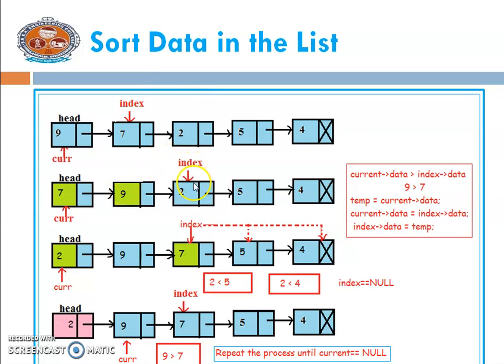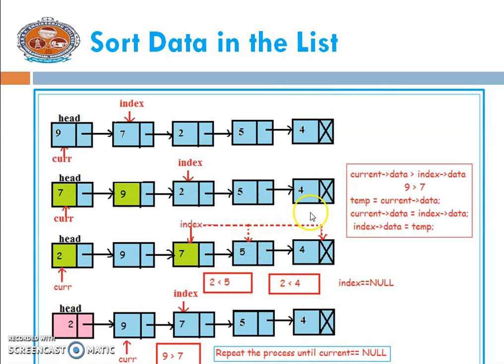Now increment the index by 1. Now my index is pointing to node 2. Again compare current of data, that is 7, is it greater than index of data? The condition is again true, so exchange the data of current and index using a temporary variable. In the next step, the green blocks represent the exchange of data. Now index is equal to index of link. 2 is compared with 5.